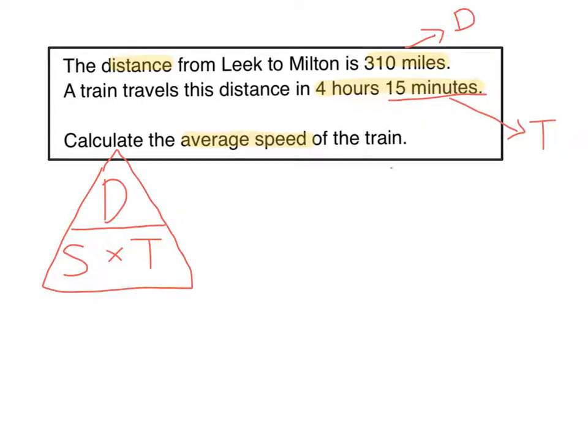So let's think that 15 is 15 minutes out of 60 minutes because there's 60 minutes in an hour. And if I put that on my calculator, I can turn it into a decimal. So 15 out of 60 using my fraction button, and I get a quarter or 0.25. So actually the time in this case is 4.25, 4 hours 0.25.